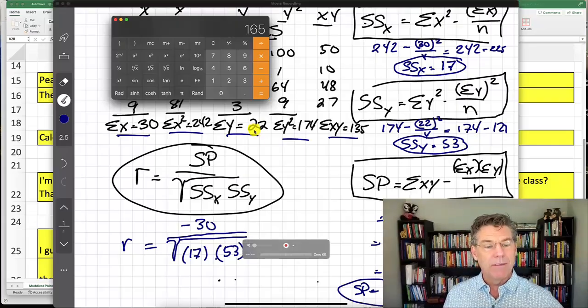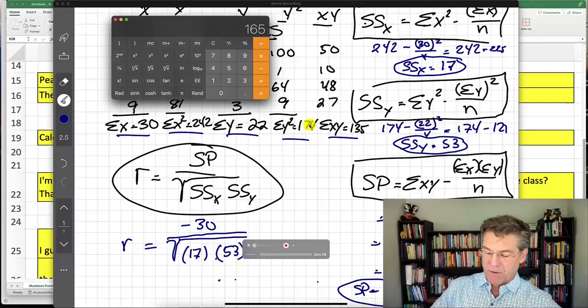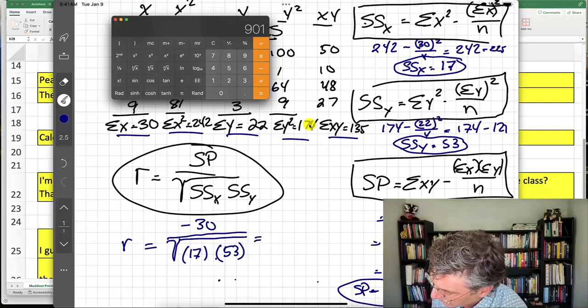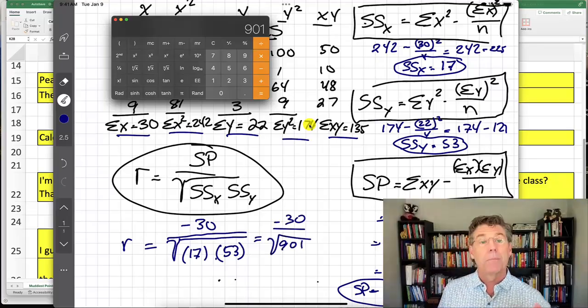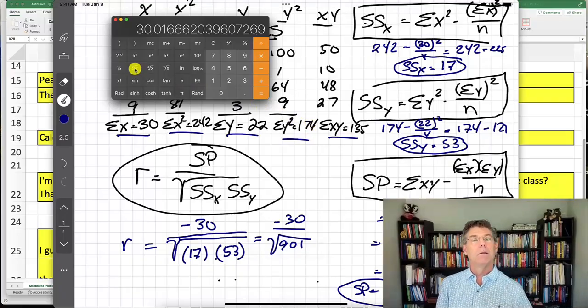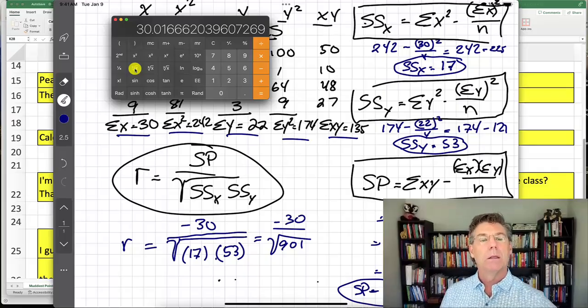So now I've got everything I need for my correlation. Negative 30 divided by the square root of 17 times 53. So let's multiply 17 times 53. 17 times 53 equals 901. So this is negative 30 over the square root of 901. Take the square root of that. And the square root of 901 is 30.01.